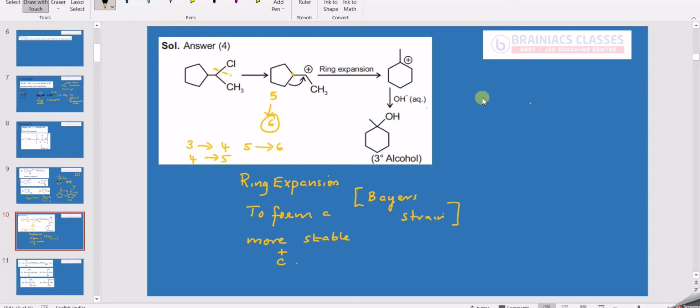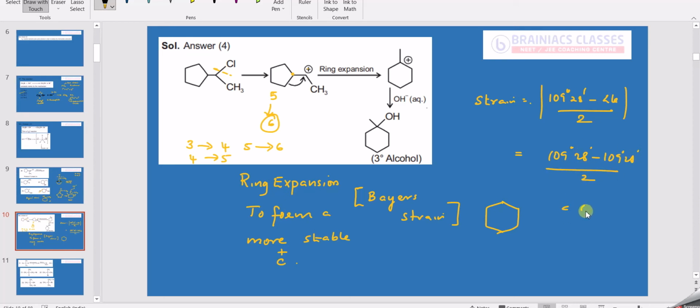So how will you calculate strain using Bayer's strain theory? Strain is equal to 109 degree 28 minutes minus the bond angle, divided by 2, modulus of. When it switches from 5 to 6, that is cyclohexane, the bond angle is almost 109 degree 28 minutes. If you calculate, this value will become 0. That means strain is 0 for cyclohexane. That is why it is easily able to do the ring expansion.